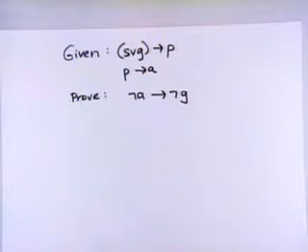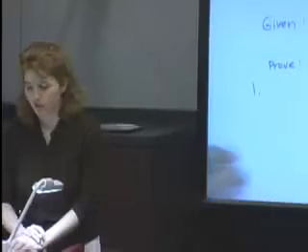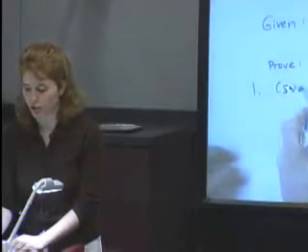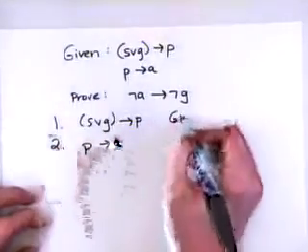Okay, let's work together again. First we have to write down our givens, right? That's always what we do in a proof. So our first line should be S or G implies P, and our second will be P implies A, and both of those are given.